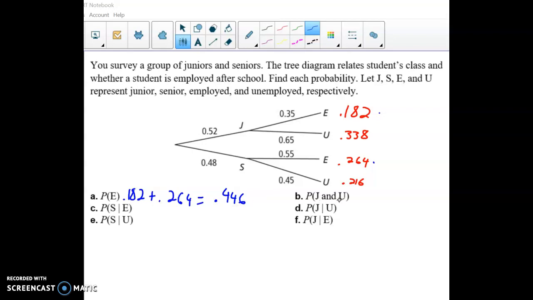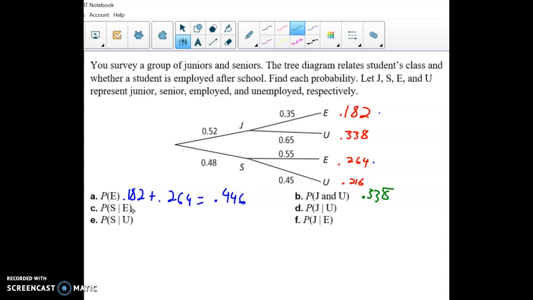Junior and unemployed. Okay, so that's just one of these dots. If we follow the path, junior unemployed is this dot, and overall that's 33.8% of our population. Right, so these are just the "and" dots, and they do total 100% because everyone should fall in one of those dots, at least in this survey. Okay, and now for the conditional probability.